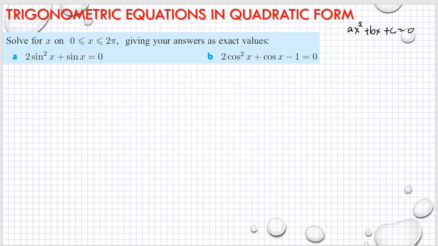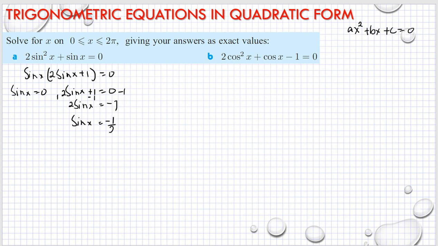For example, here we have 2 sine squared x plus sine x is equal to 0. Then we have sine x as our common factor. Then we have sine x times 2 sine x plus 1 is equal to 0. So sine x is equal to 0, and 2 sine x plus 1 is equal to 0. Then 2 sine x is equal to negative 1 if we subtract 1 from both sides of the equation, and we have sine x is equal to negative 1/2.